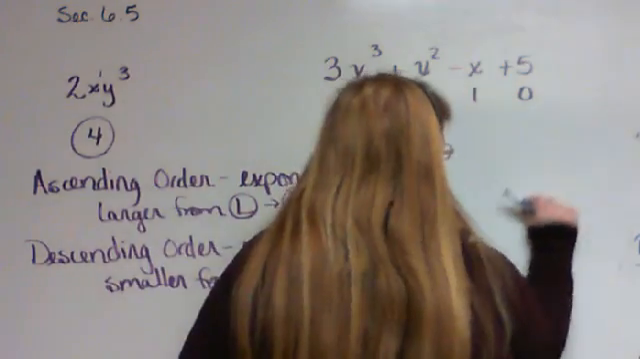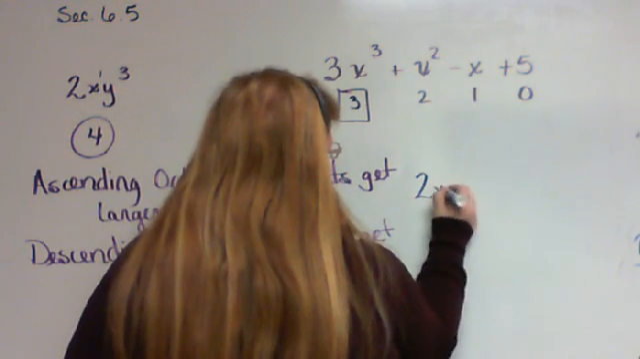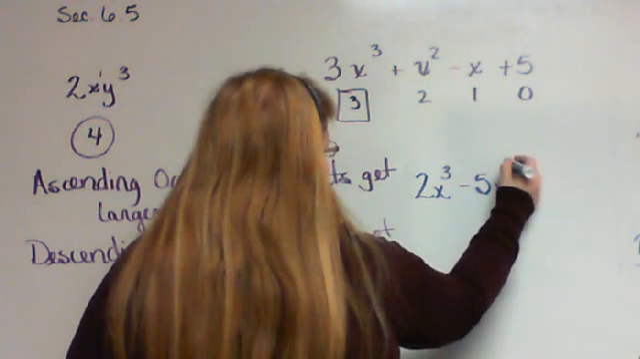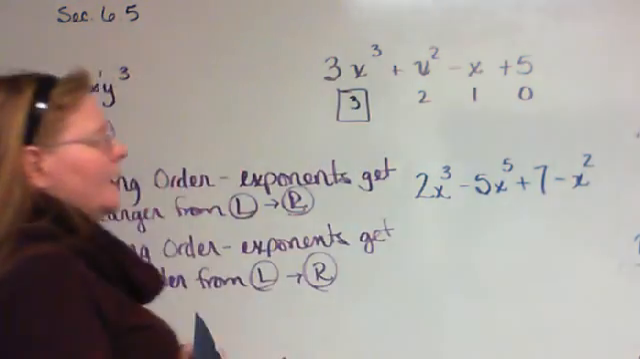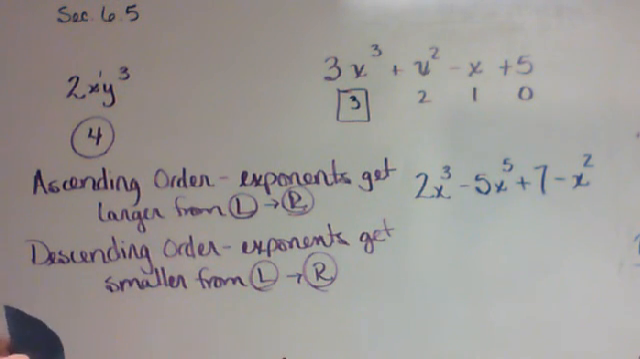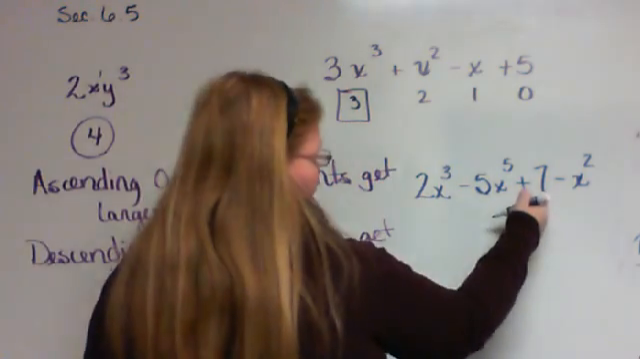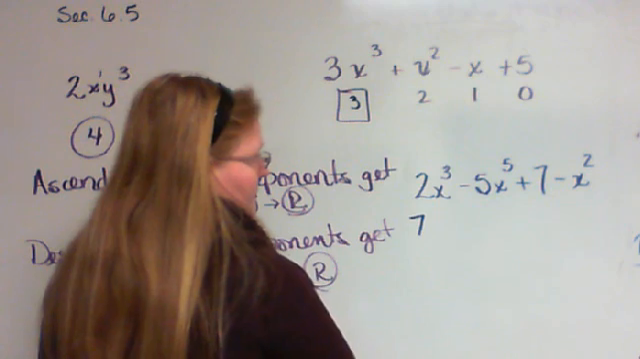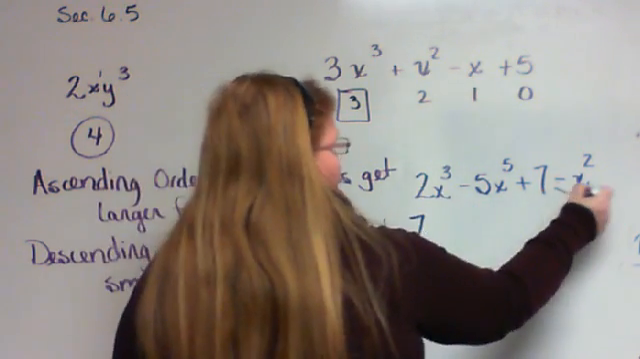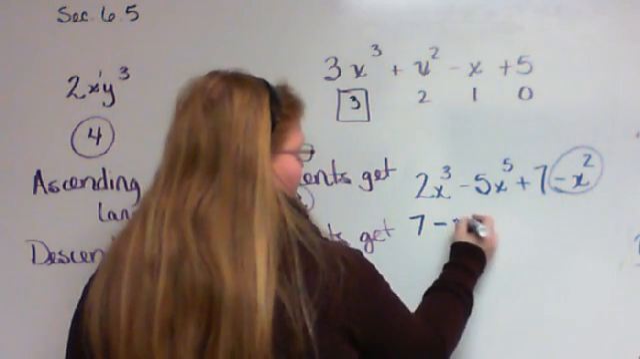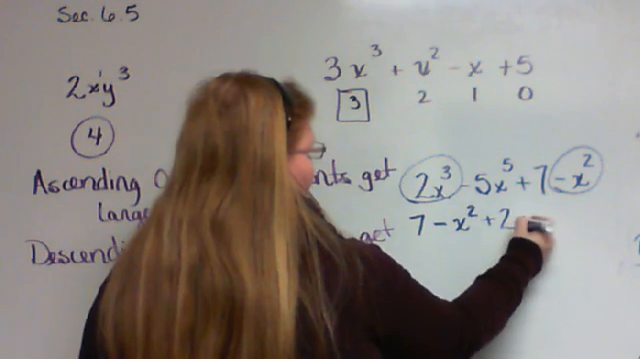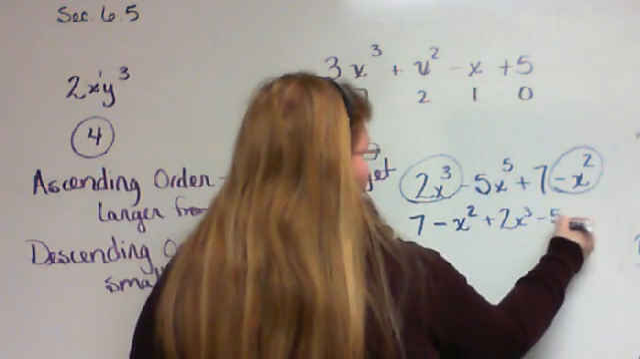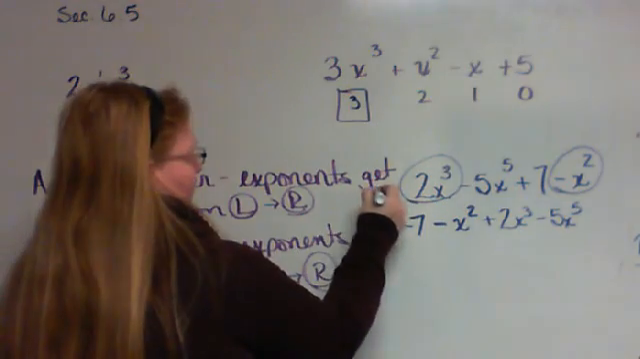So let's say I have 2x cubed minus 5x to the 5th plus 7 minus x squared. And I want you to write that in ascending order and descending order. Well, if I want you to write it in ascending order, that means we have to go from the smallest to the largest exponent. My smallest exponent is the one that has no exponent. So I'd start with the 7. Remember, the signs in front are what go with that. So here, I'd have my negative x squared, because that's my next largest exponent. Then my next one is going to be a positive 2x cubed, and then my minus 5x to the 5th. And that one is for ascending.